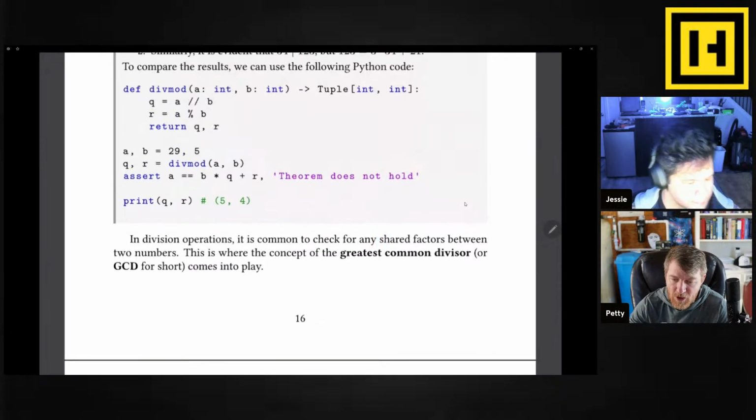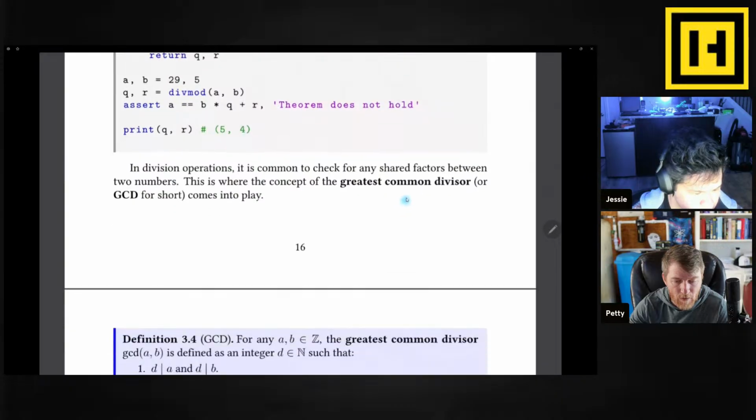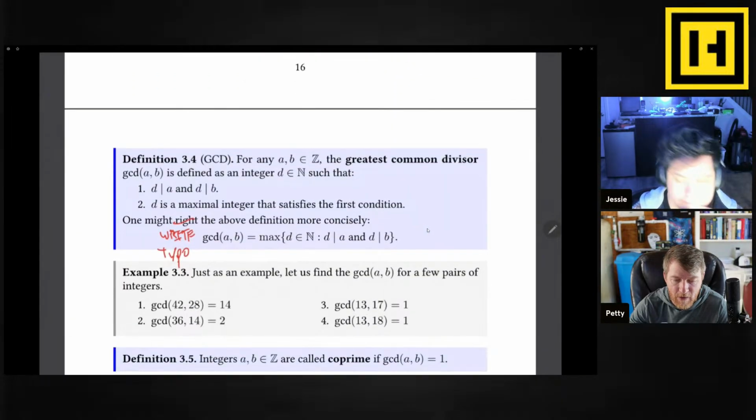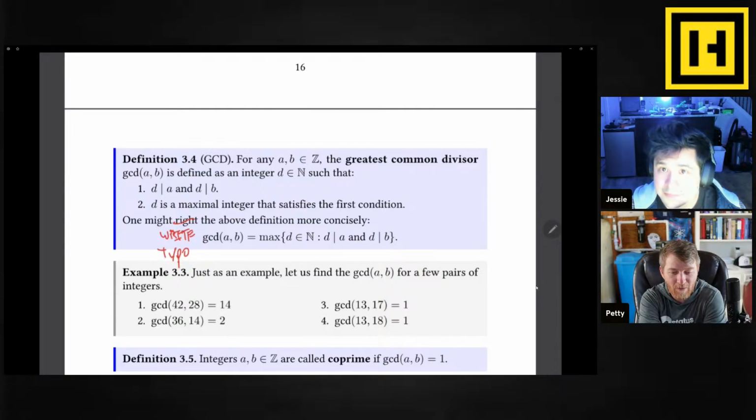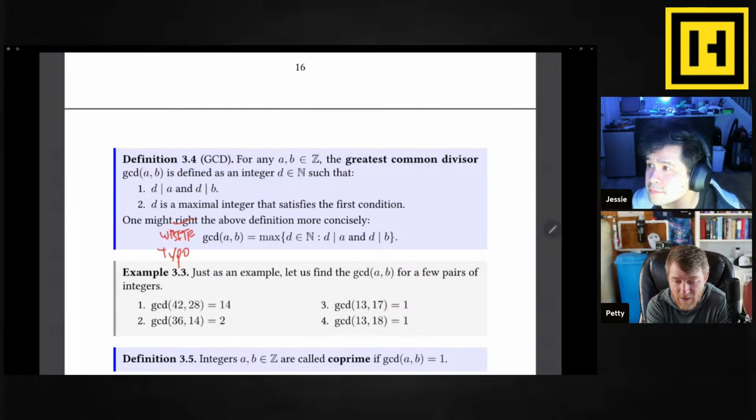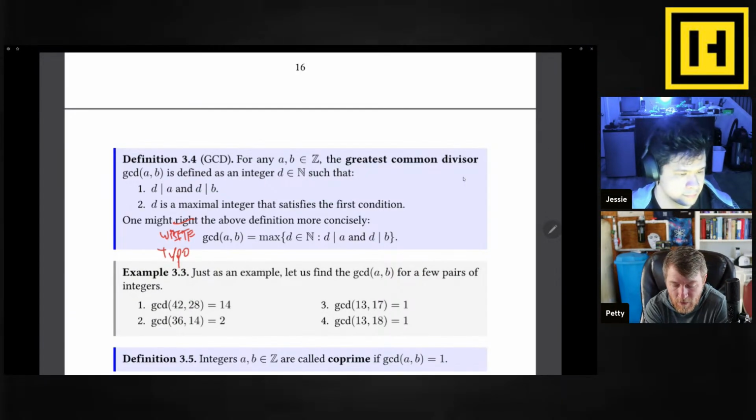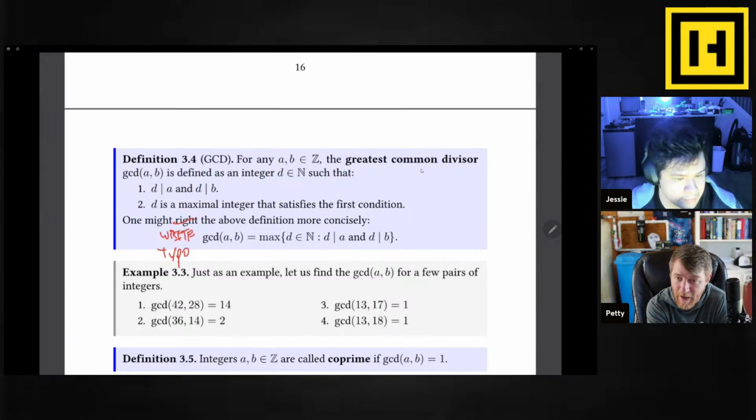Division operations. It is common to check for any shared factors between the two numbers. This is where the concept of greatest common divisor, or GCD for short, comes into play. The greatest common divisor, GCD of A and B, is defined as the integer D that exists within the natural numbers such that D is a divisor of A and D is a divisor of B, and D is the maximal integer that satisfies the first condition. One might write the above definition more concisely as GCD of A and B equals the max of D existing within N, parameterized by D a divisor of A and D a divisor of B. So there could be multiple divisors of both, but you take the max as the greatest common divisor.